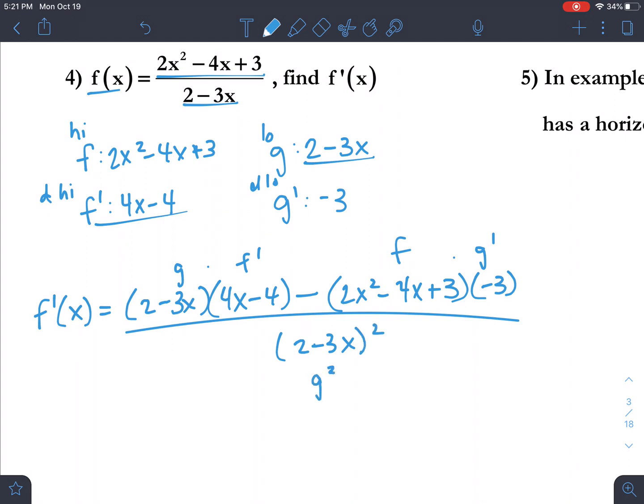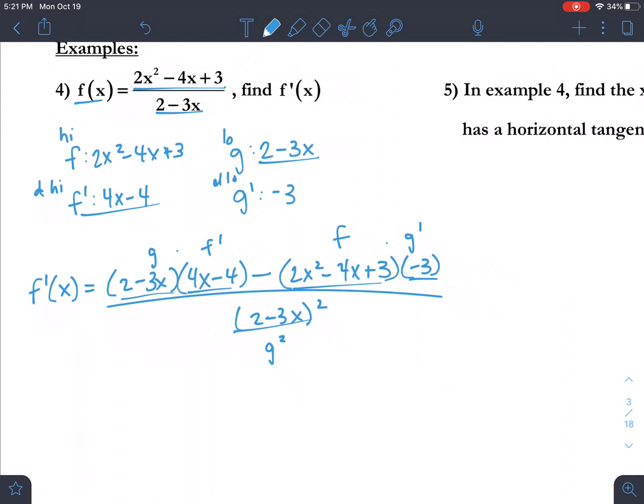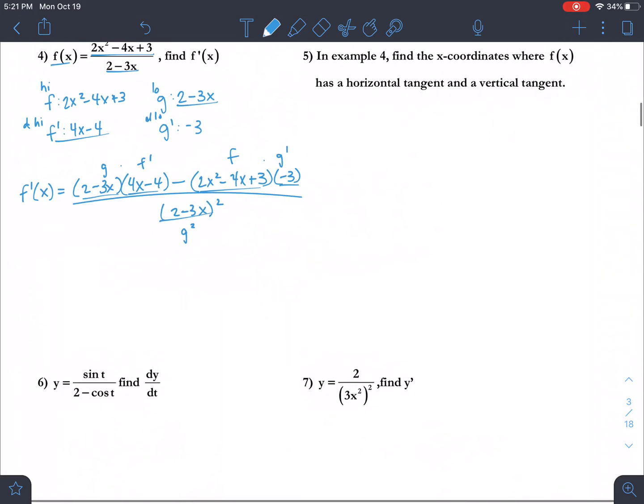All right, so low d high minus high d low over low squared. And that's it. Again, I wouldn't mess with it and really do much algebra here to try to simplify, because you don't need to. So I would just leave it like that. All right, we're going to save number 5. Has to do with number 4. We're going to try out 6 and 7 and see how we're feeling here.